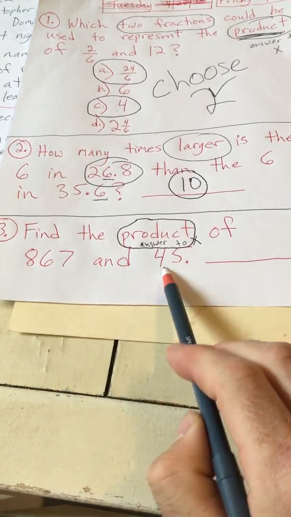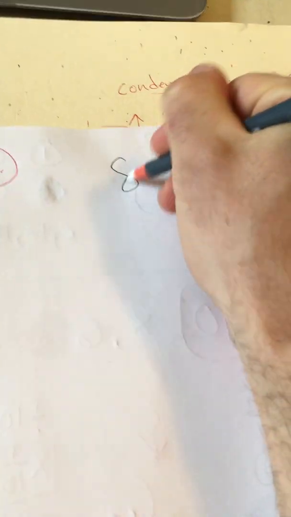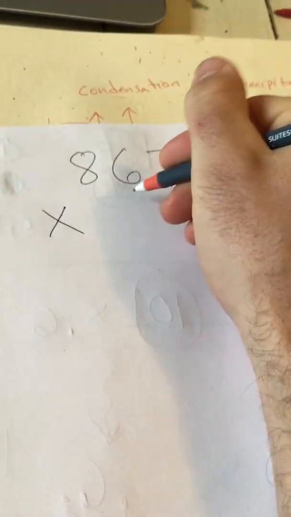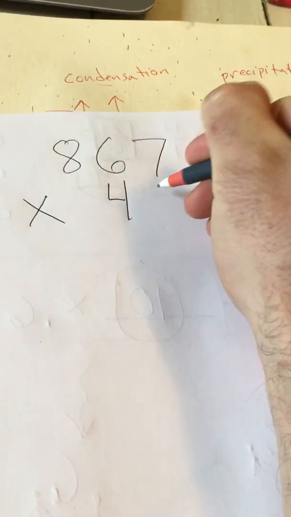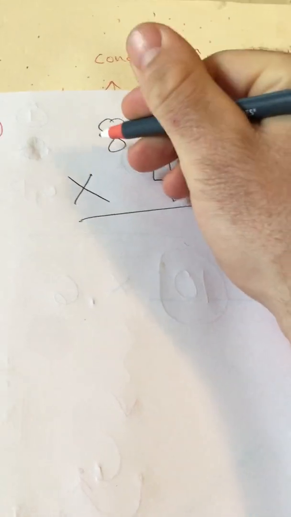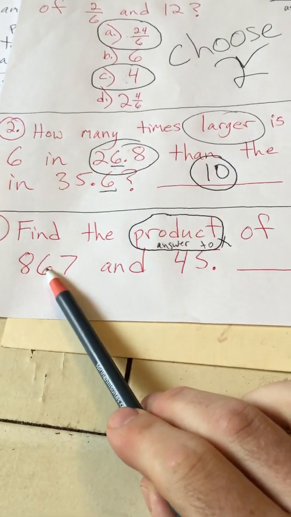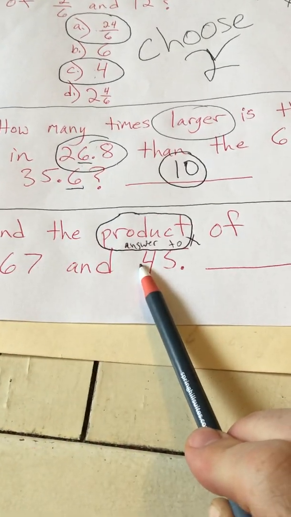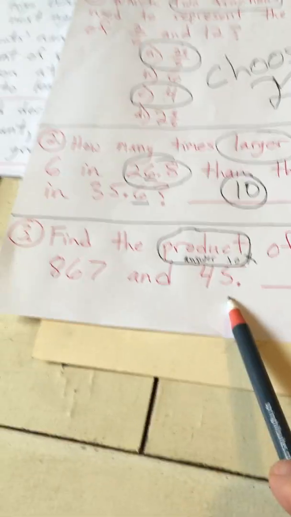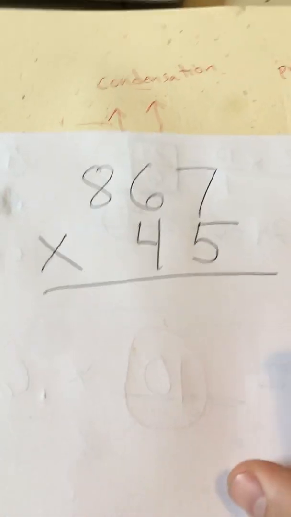So 867 times 45. I'm going to use nice big numbers. I'm going to line up my place value very carefully. Make sure that the ones and the tens and the hundreds are all lined up. Check again that I have the right numbers. 867 times, because we're finding product, 45.